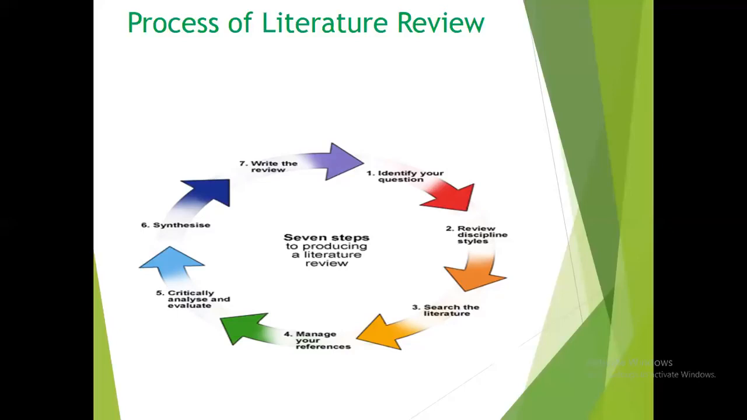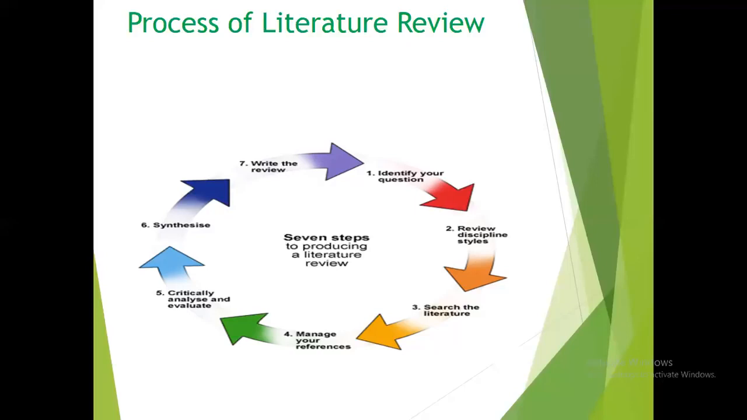These are the seven steps to producing a literature survey. The first one is identifying a question, meaning on which area you want to do the research, and that question you have to find out, meaning formulating your research work. Then on the basis of that, you have to search from the internet.